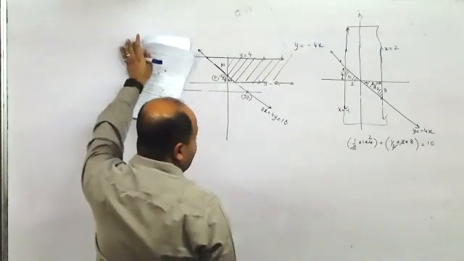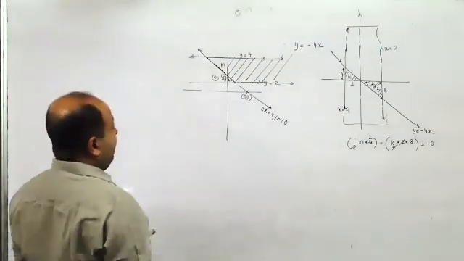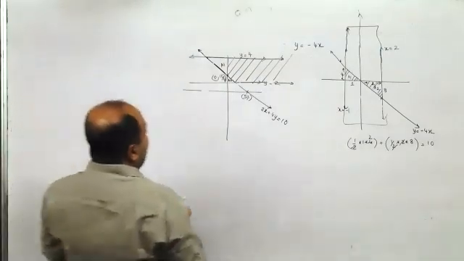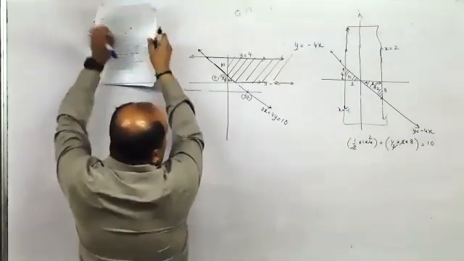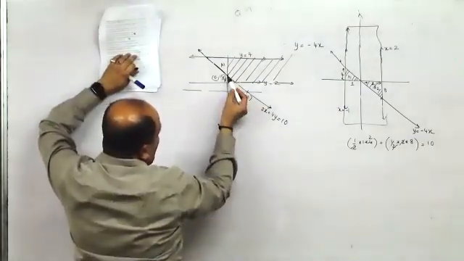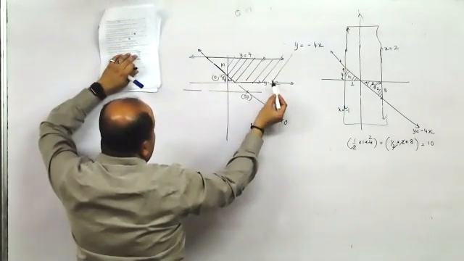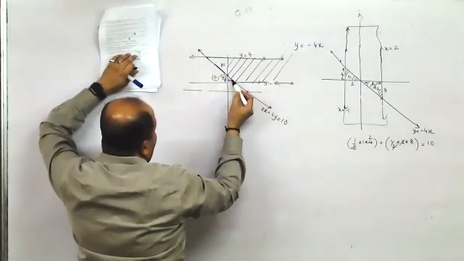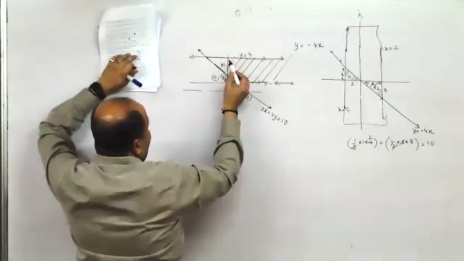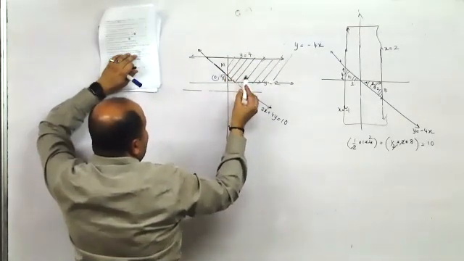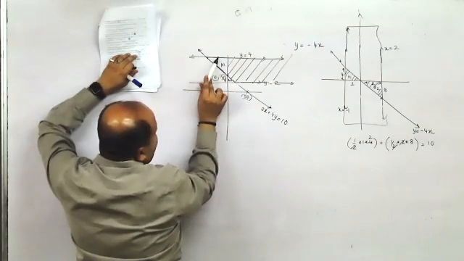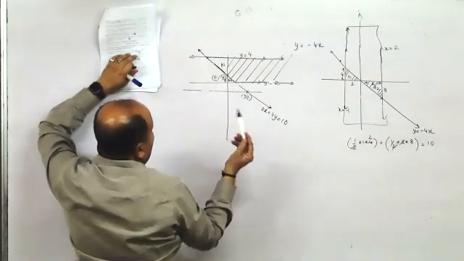Are you following it? What I interpreted was, I had taken the line 2x plus 4y equal to 10. I took y equal to 2 separate, and I took the y-axis. This as one area, and I took this as another area. That is this line, and the y-axis. So I took two different areas.